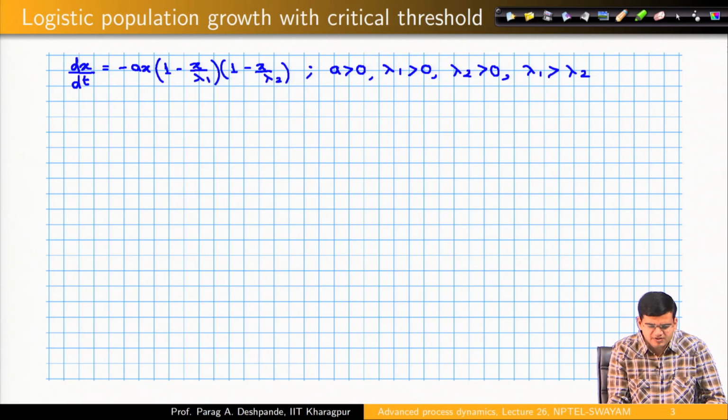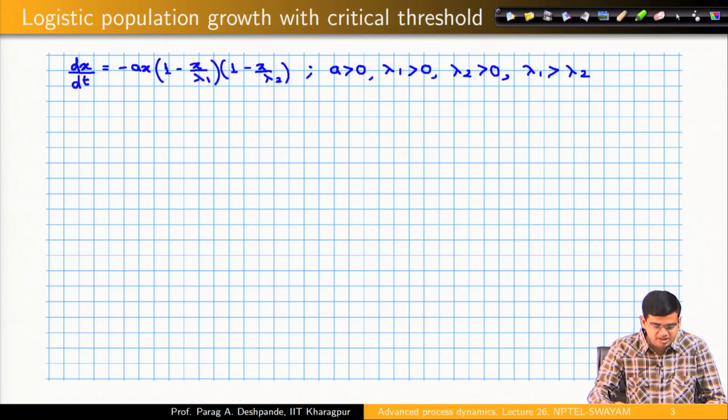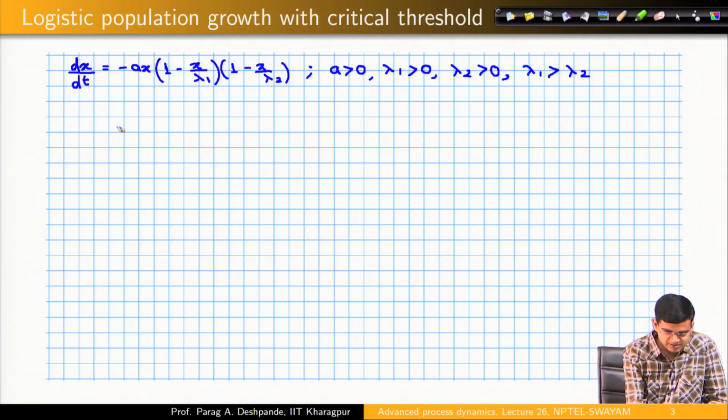So, let us first try to solve this equation explicitly and see if we can get an idea about the population evolution with time. If we are not able to solve it explicitly, then we would also like to see whether, without solving explicitly, we can comment upon at least the qualitative dynamical behavior. So, to solve this, I will do a little simplification. So, dx by dt is equal to minus a x.